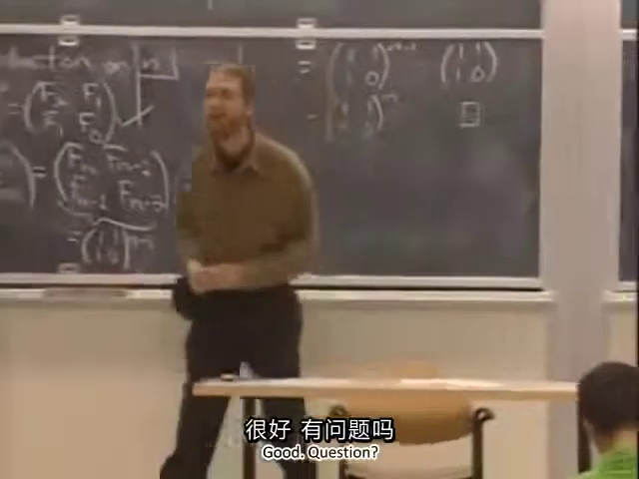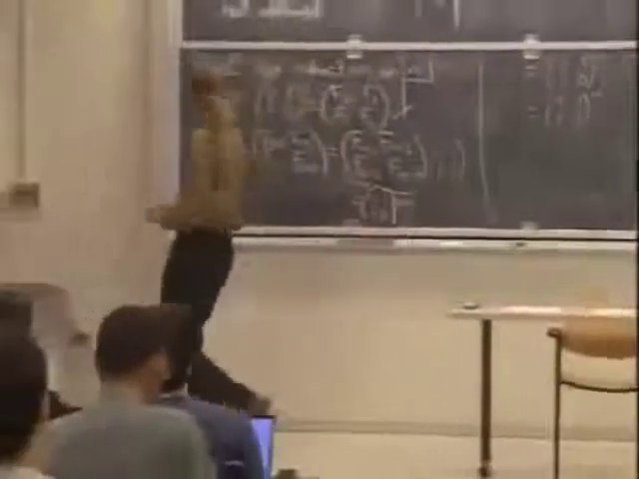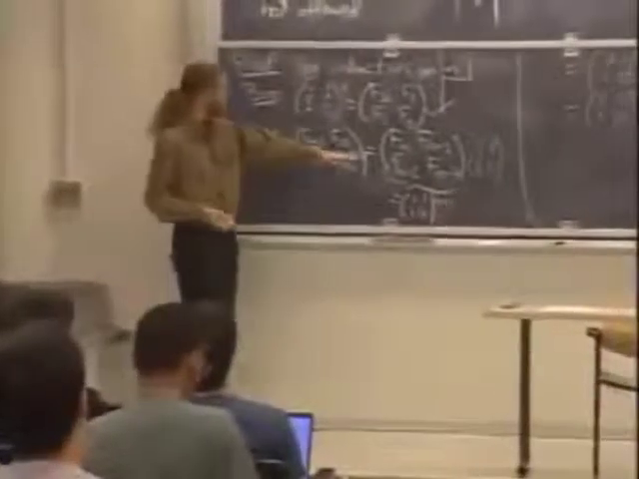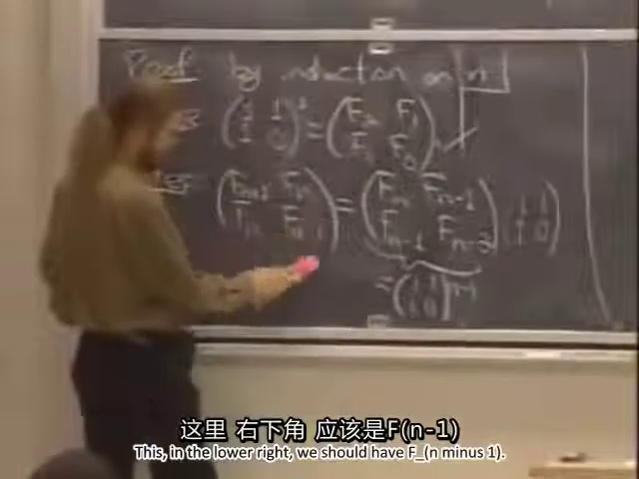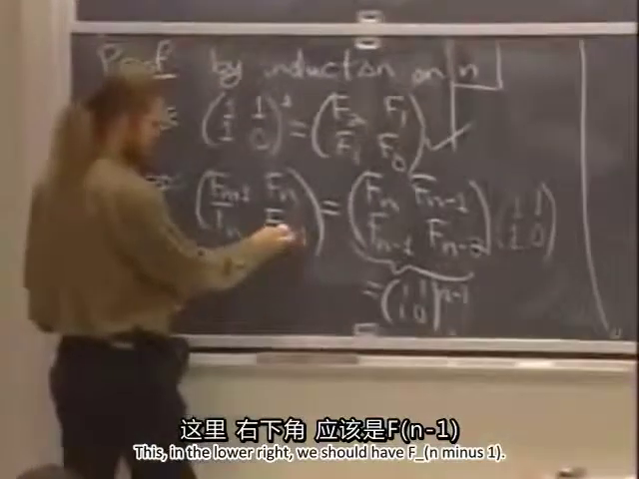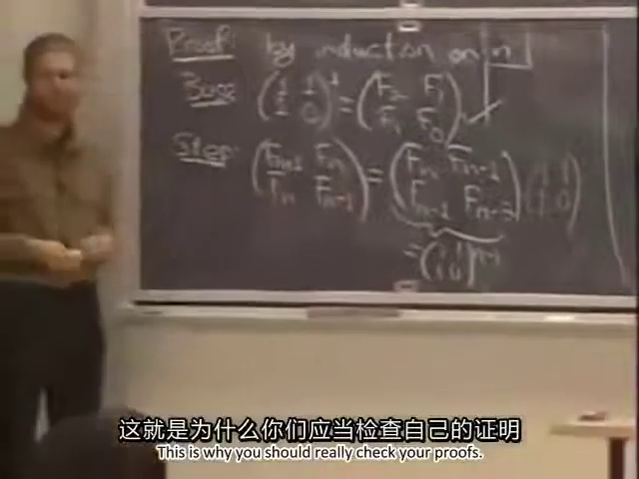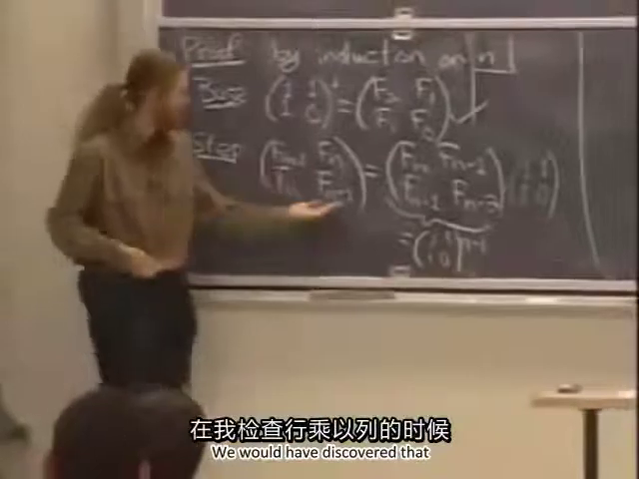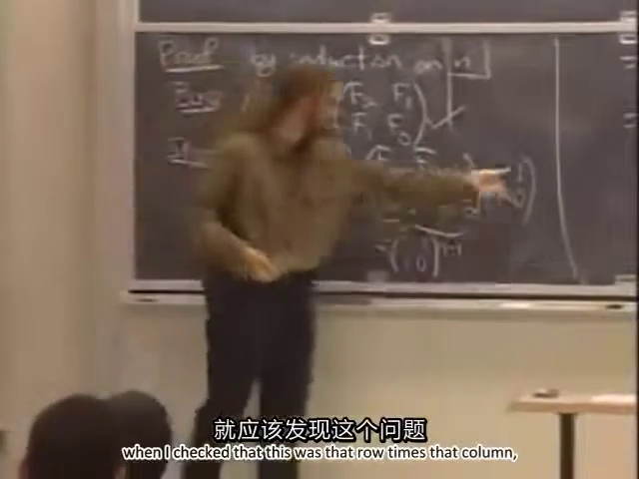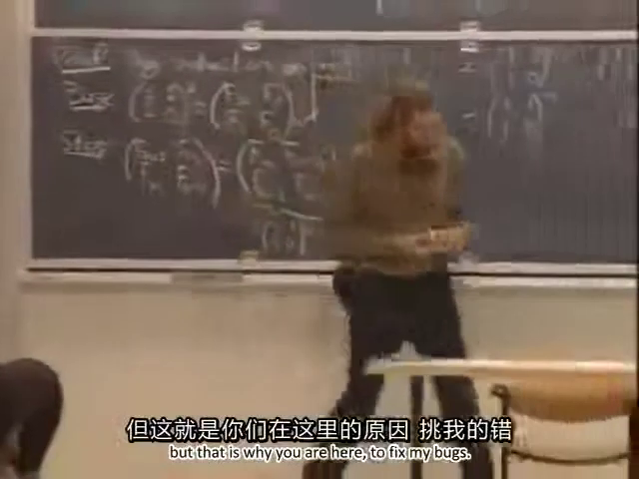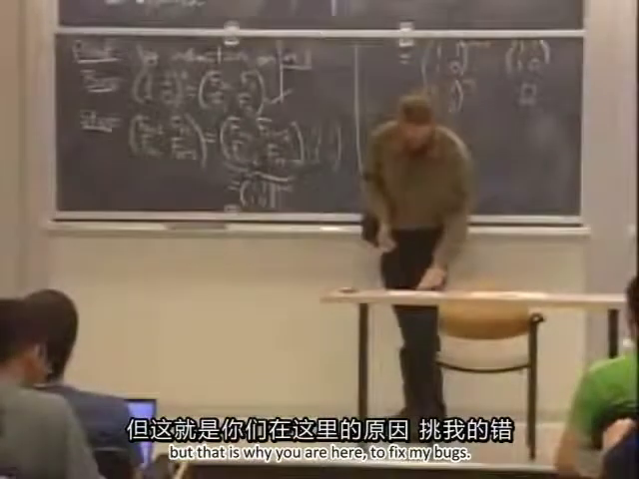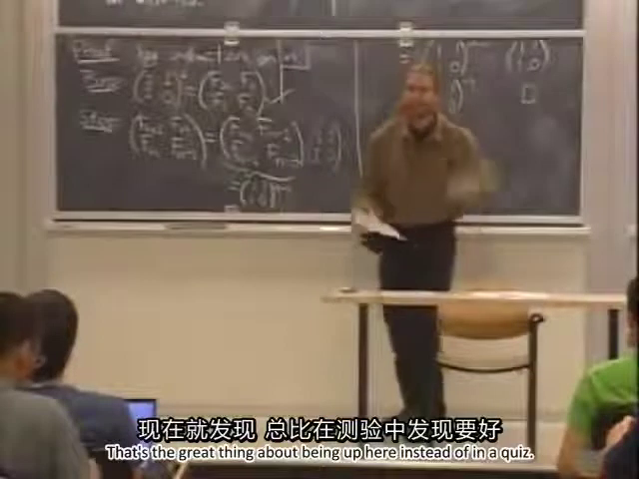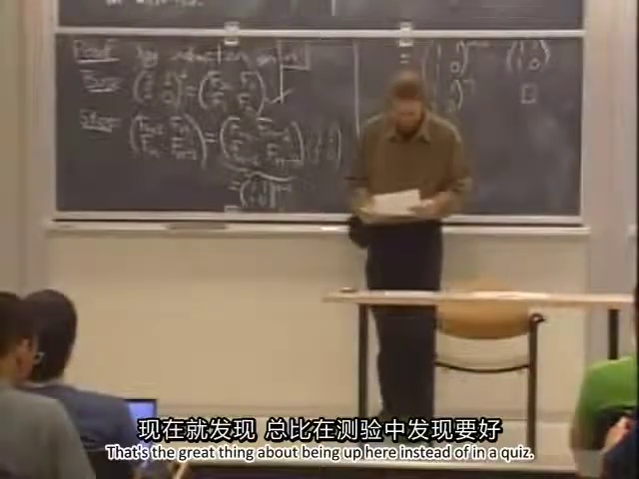Question? Yeah, you took on the left, but another f_{n-1} in the lower right. Oh yes, thank you. In the lower right, we should have f_{n-1}. This is why you should really check your proofs. We would have discovered that when I checked that this was that row times that column. But that's why you're here, to fix my bugs. It's the great thing about being up here instead of in a quiz.